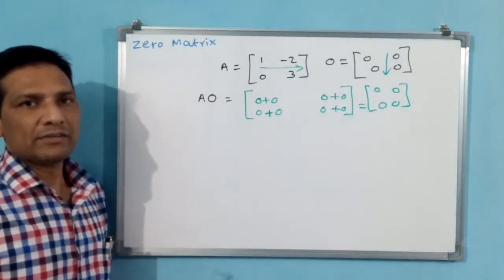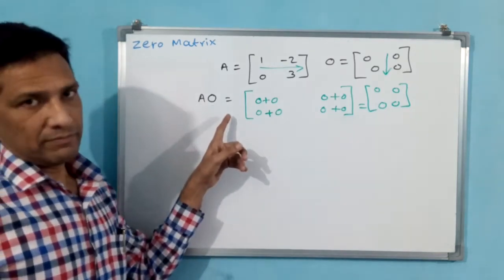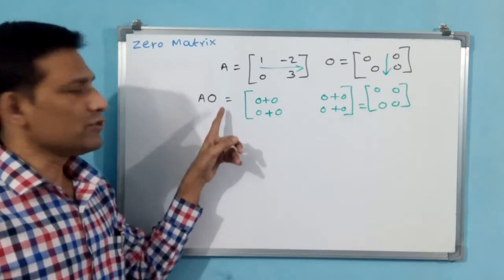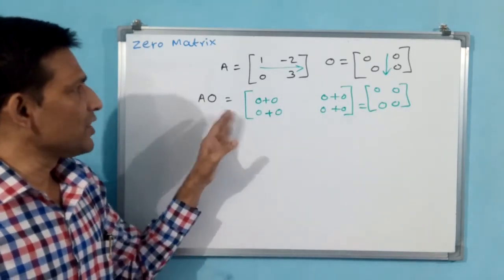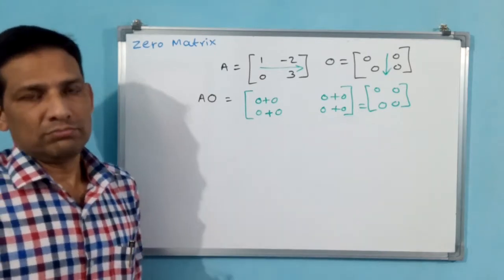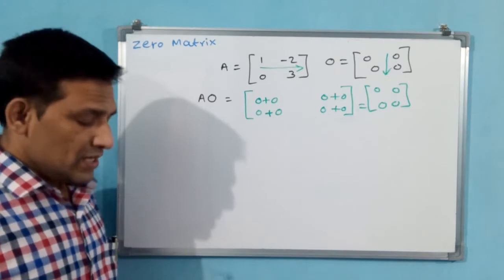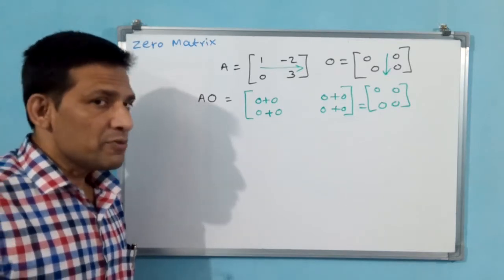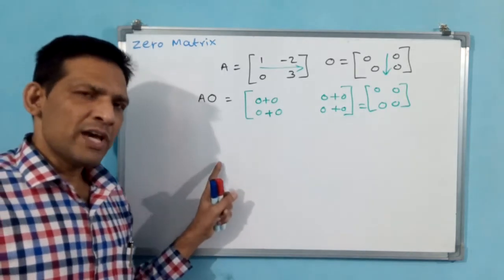Have you understood now? That means multiplication of any matrix with the 0 matrix results in the 0 matrix. So AO is equal to O. We know that AB is not equal to BA. But is AO equal to OA or not?